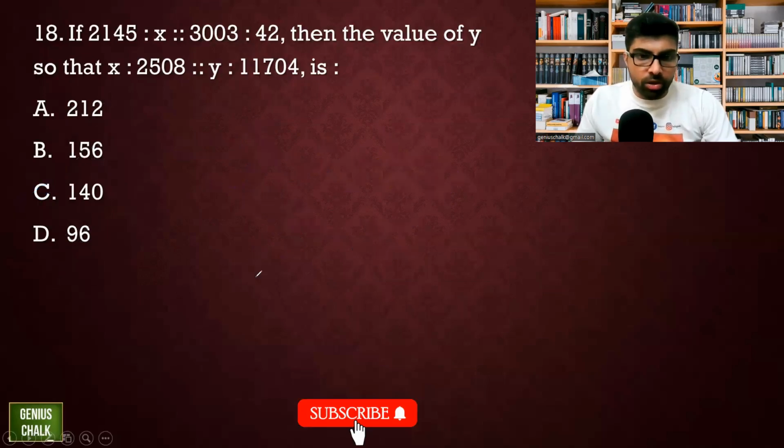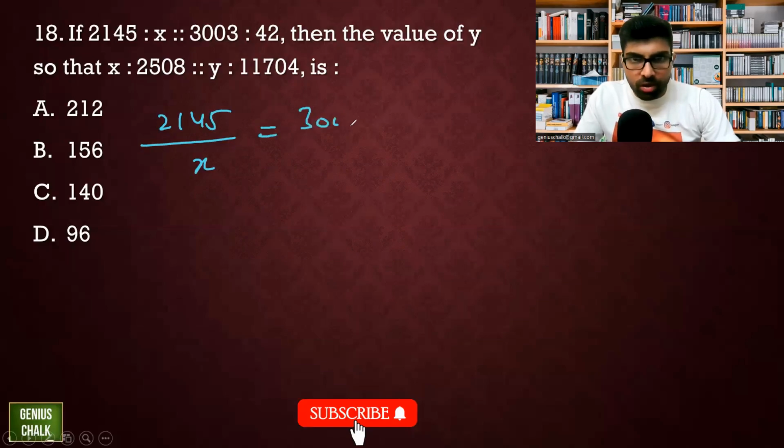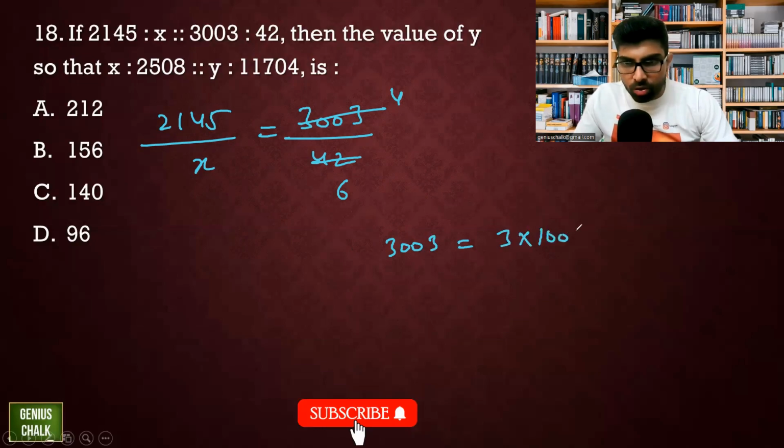Now let's solve it logically also. Suppose you don't know this unit digit concept, then you can solve like this. Although I have covered that completely in the number system chapter, you can see the videos. So let's solve this 3003 by 42. Basically 3003 can be written as 3 into 1001, and 1001 we have discussed so many times.